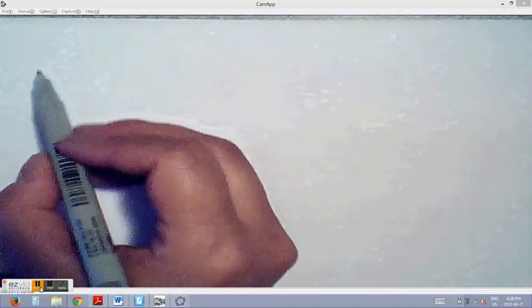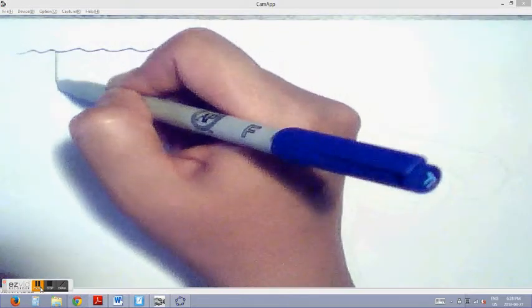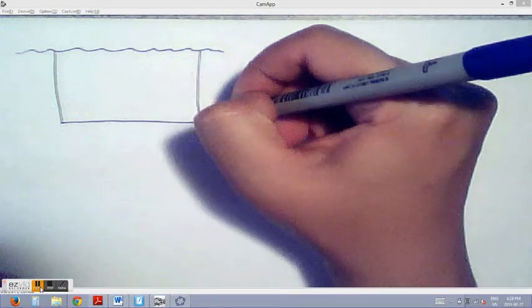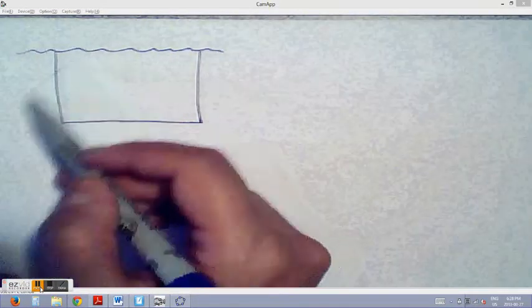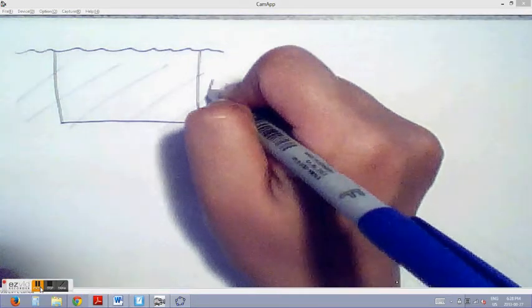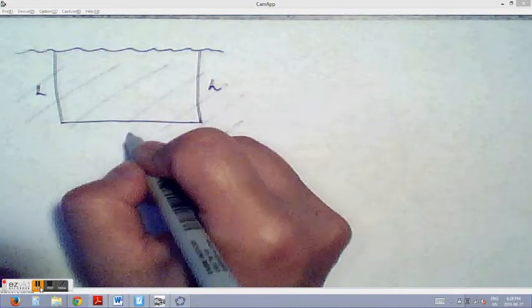So what we were told is that the beach was going to form one side of the fence, and then we have a rope that is going to form the other three sides. Here we are. This here is all water, and this is the beach. So we'll just give the sides some variables. This is length, and this will be our width.